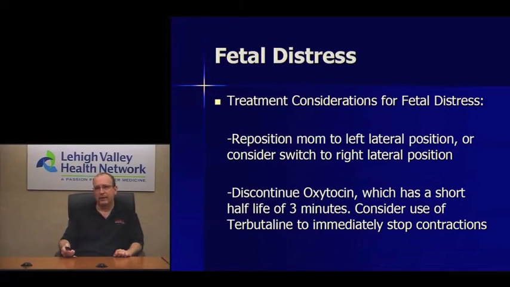Treatment considerations for fetal distress. You can maybe reposition the mom to a left lateral position, or you can even consider a switch to the right lateral position. Maybe taking some pressure off the mom's vena cava will increase the blood flow to the placenta. Maybe that will help. You want to discontinue the oxytocin. And the oxytocin actually has a pretty short half-life of just three minutes. And if you really need to stop contractions for this, and there's other reasons we might want to stop contractions, giving terbutaline, usually sub-Q, is something you may want to consider to stop contractions.